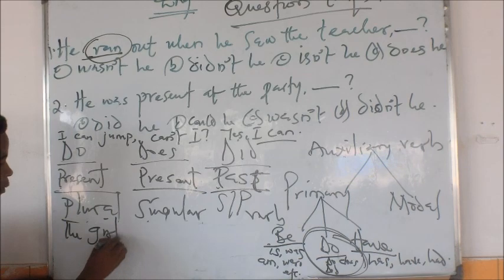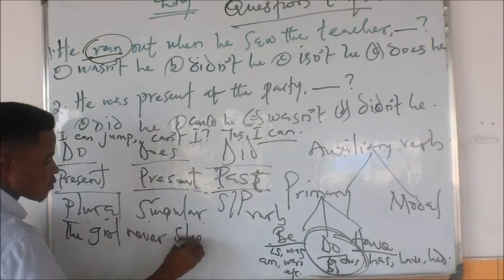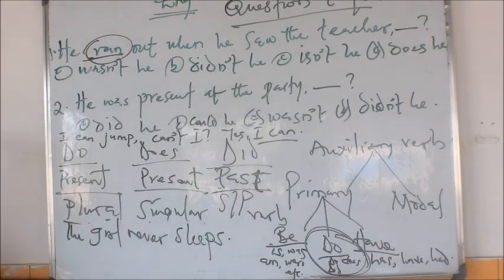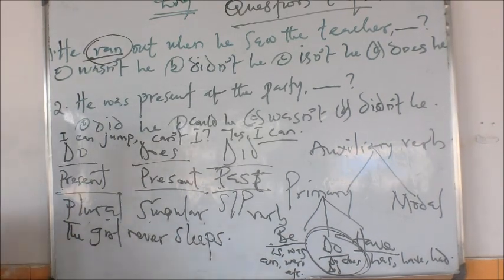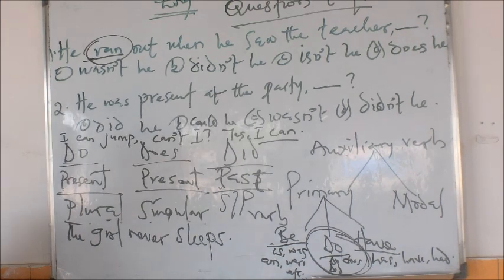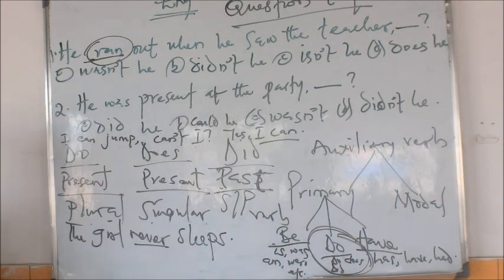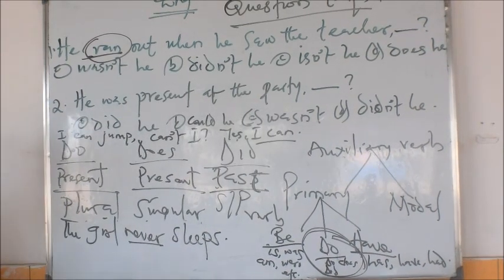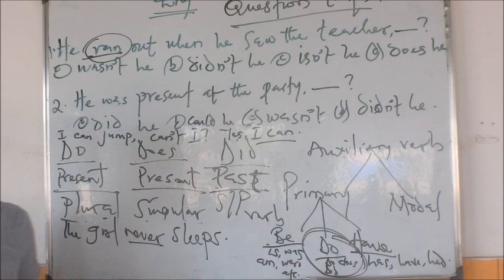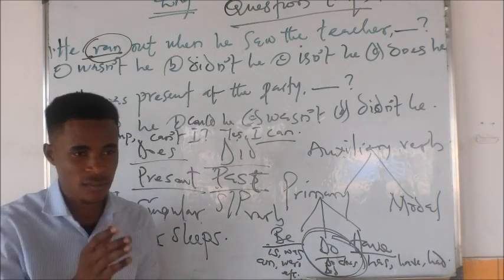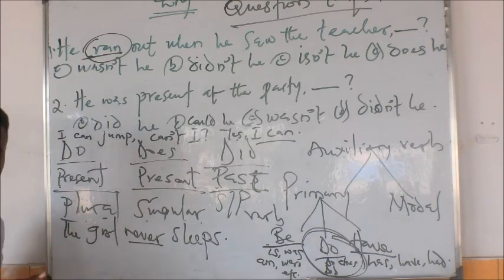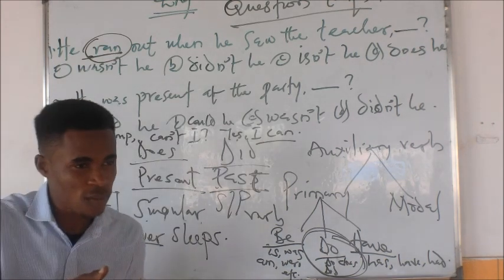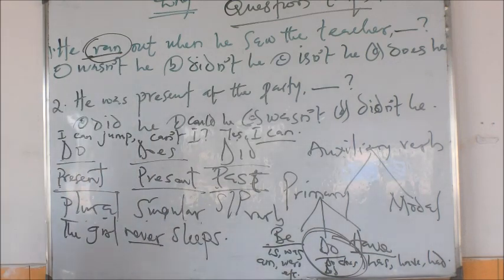So if I have something like this: the girl never sleeps. Is it a positive statement or a negative statement? It is negative. Why? It has never. So your question tag cannot be doesn't she. No, it is does she? The girl never sleeps, does she? And the answer is going to be, no, she doesn't. Is that okay?